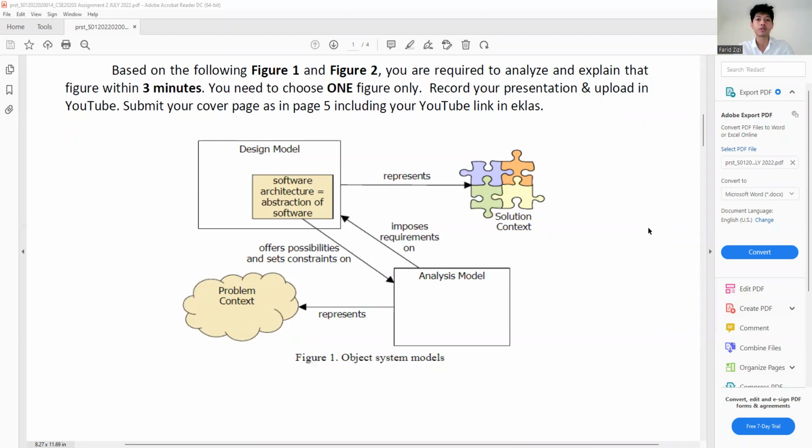So today I would like to present assignment 2, subject System Analysis Design and Architecture. Based on the following figures 1 and 2, I would choose figure 1, and I would like to explain what is actually presented on the screen.